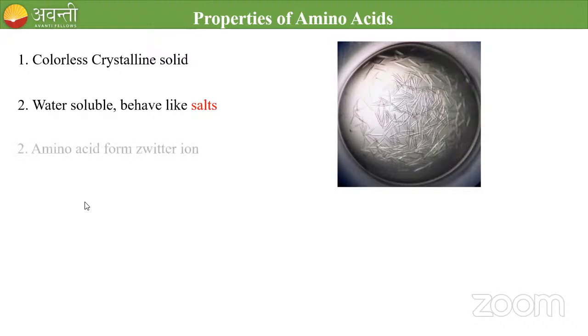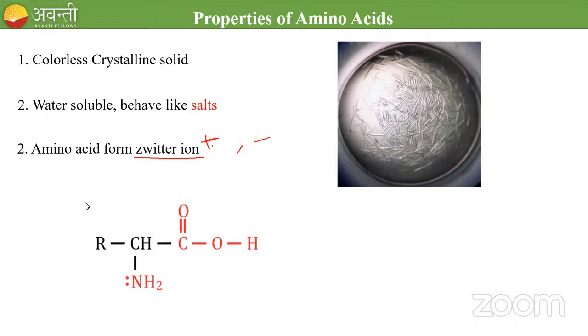And amino acid forms a Zwitter ion. So what is meant by Zwitter ion? If your compound has both positive charge and negative charge, then that compound is called a Zwitter ion. Let me take one amino acid. Here I have an NH2 group and a COOH group. So I can form the Zwitter ion from this molecule. How? The lone pair of nitrogen will go and attack the acidic hydrogen of the carboxylic acid.